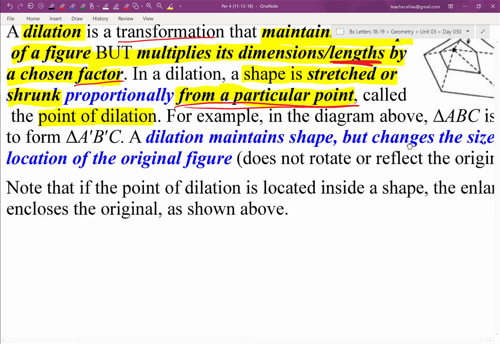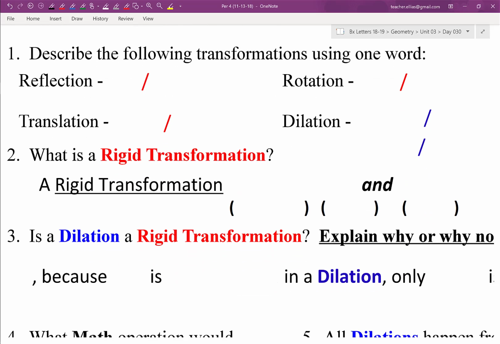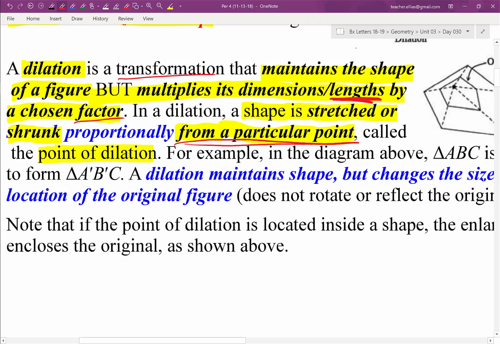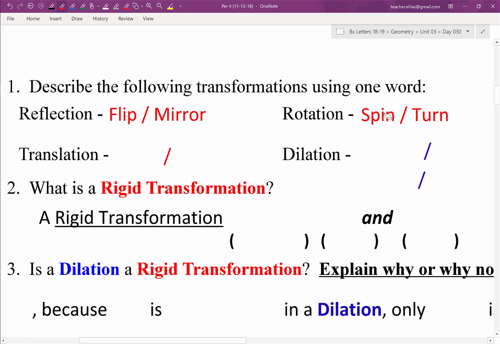All right. Well, let's summarize. Let's see if we can do this. You can call it out as a class. You come up with one word. Mirror. Good. Reflection would be mirror or flip. Rotation. Spin. Spin or turn. Joel. Translation. Or move. Good. I'll put a shift. Yeah, that works too. Shift, I think, works.